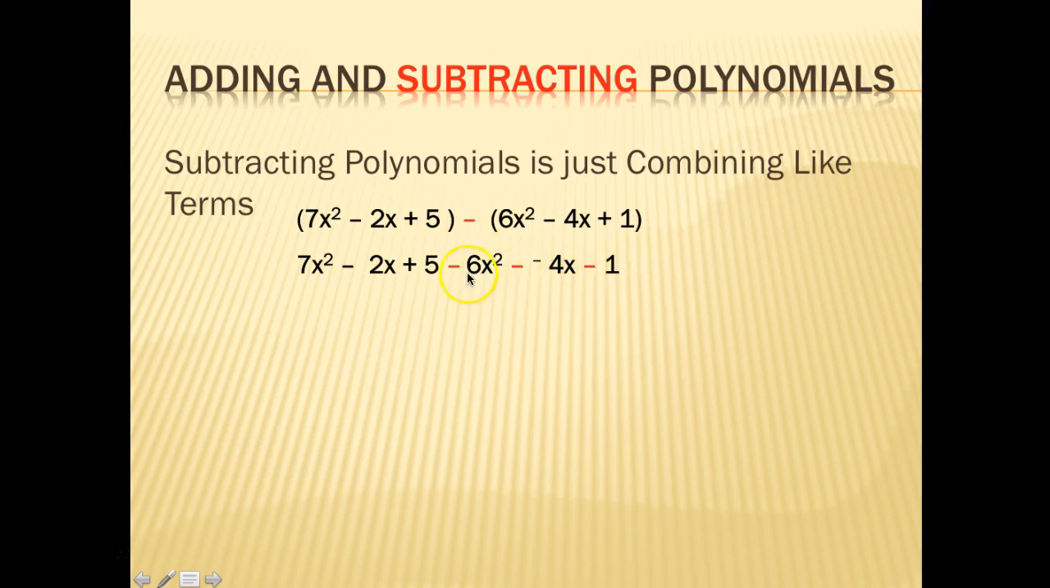And then I'm going to put my like terms together. So I'll do 7x squared minus my 6x squared. I'm going to convert this to addition. We see the plus here. I have 2x squared minus negative, which is the same as plus 4x. Then 5 minus 1. So first term, second term, third term.